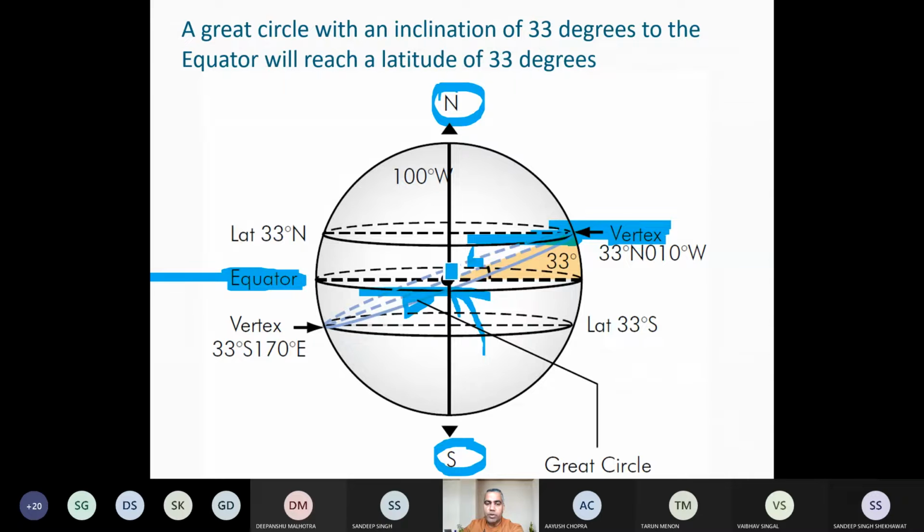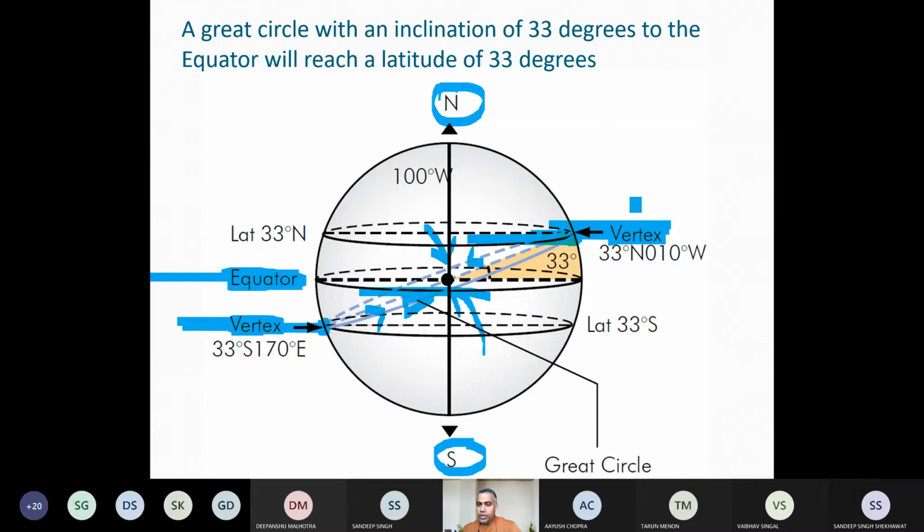It will again cross the equator on the opposite side. Somewhere here it will cross the equator, and then it will proceed southwards, and it will again attain the maximum southerly latitude where the vertex is shown in the southern hemisphere. So this is the point where it is again going to attain its highest southerly latitude. After crossing this point, the latitude will decrease and it will again come back towards the equator. So this is the concept of the vertex, where the great circle track reaches its highest latitude.